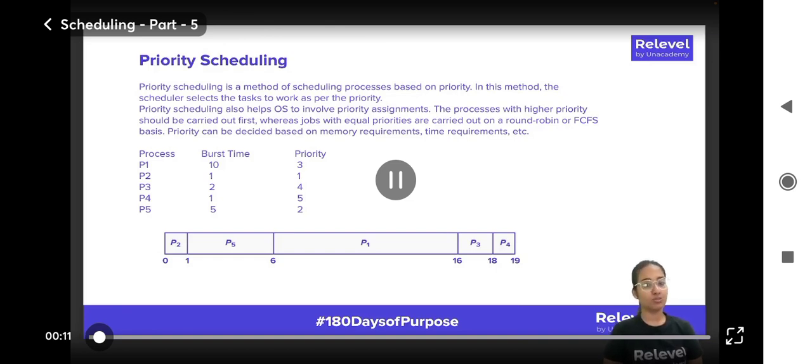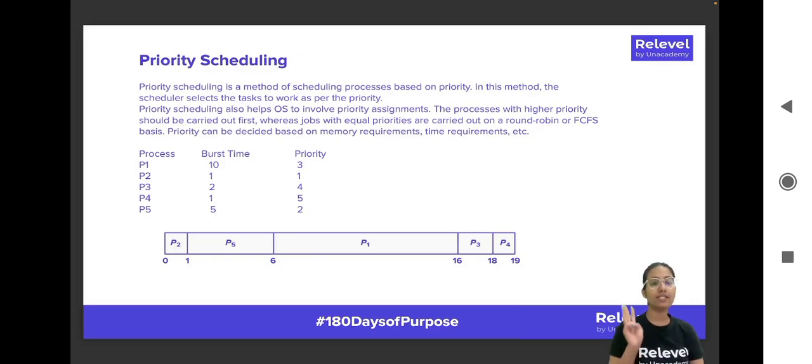So now in this video, we are going to continue on our series and talk about the third scheduling algorithm, which is priority-based scheduling. Here, as the name suggests, we are going to give a lot of importance to the priority of the process for its execution. So let's take a look.